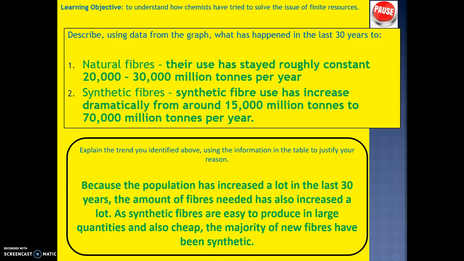And then as an extension, hopefully you got that because the population has increased a lot in the last 30 years, the amount of fibers needed has also increased because of the increased demand. As synthetic fibers are easily produced in large quantities and very cheap, as identified in the table, the majority of new fibers have been synthetic or man-made. That's what synthetic means. So give yourself a mark out of 4 overall for those 2 questions. Excellent if you got 4. Well done if you got 3. 2 and below, just add in the corrections there and improve for next time.